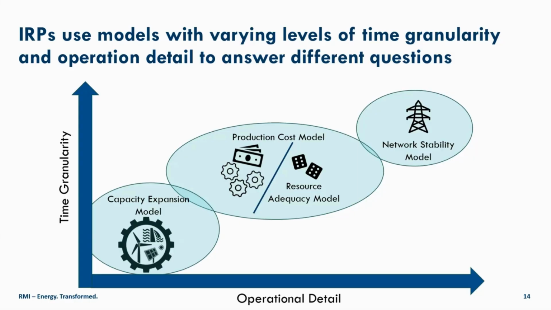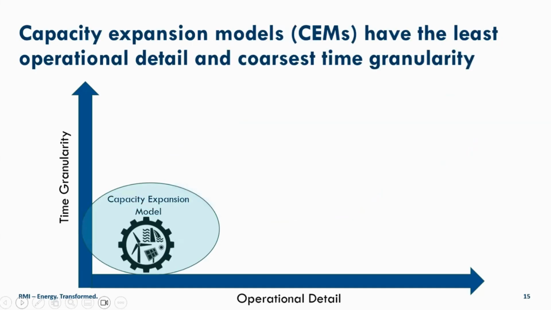Although we are going to be showing general statements about these models, they all fall on a spectrum and fall somewhere within these bubbles, balancing operational and time granularity. As we talk about this later, some technological advancements have actually been able to integrate even greater level of detail that have traditionally been less granular, especially for capacity expansion models, which is what we'll start with.